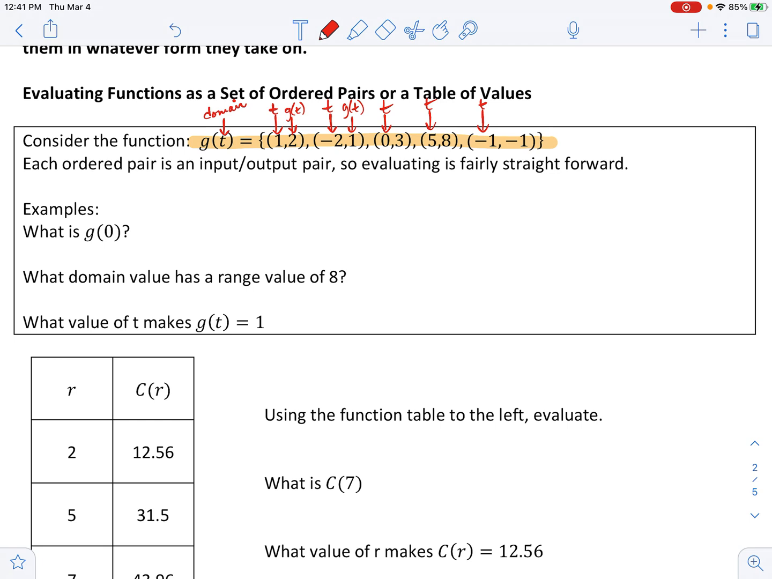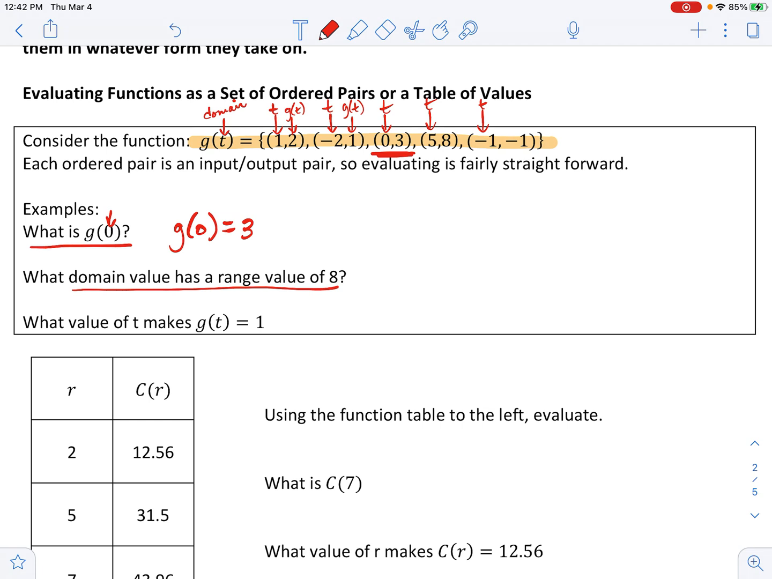Okay? So here's the question. What is g of 0? So if t, that thing in parentheses, remember that's my input, that's the first number in each pair, is 0, what is the output? So right here it is. Look at 0, 3. So g of 0 is equal to 3. When 0 goes in, 3 comes out.